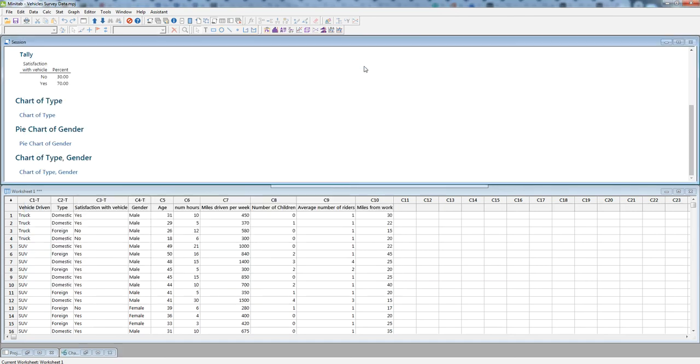Woohoo! All right, so done with charts completely. Let's move on to doing some descriptive statistics and some histograms. So I think I'm going to do my histogram of miles driven per week, because I think that'll be an interesting one. Let's see how it looks.